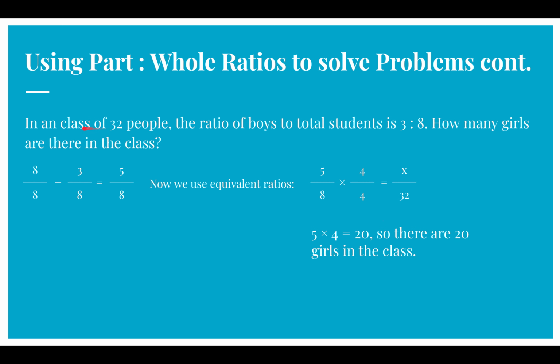Let's do one more example. In a class of 32 people, the ratio of boys to total students is equal to 3 to 8. So how many girls are there in the class? So our total students are 8 to 8 minus the ratio of boys to total students, 3 to 8, equals 5 to 8. And 5 to 8 is our ratio of girls that are in the class. And now we're going to use equivalent ratios to solve for the total girls. We have 5 over 8 times 4 over 4 is equal to x over 32. 5 times 4 is equal to 20, so there are 20 girls in the class.